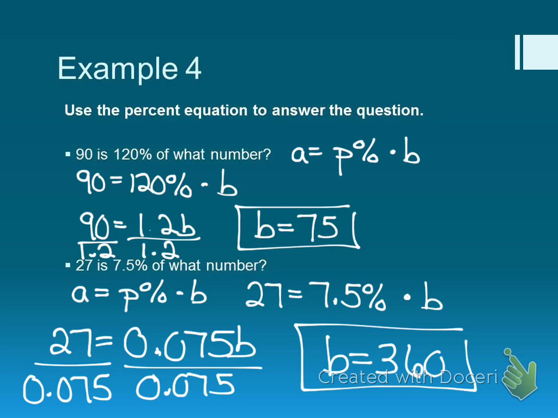All right, so did you get B equals 75 for the first one? Change 120% to 1.2, divide both sides, and you get 75. Now 7.5% was 0.075, divide both sides, you get 360. Who got both of those right? Awesome. Okay, good. If you understand that, that's everything you need to know for 7.4.